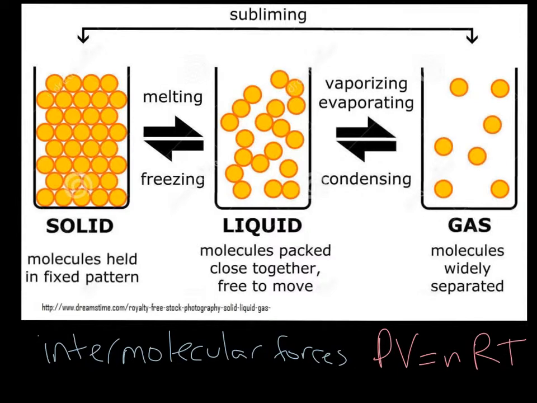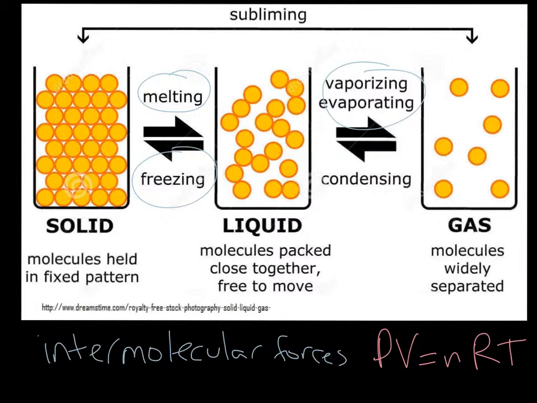We're familiar with the idea of melting and freezing, right? If we have solid water or ice, it can melt to give us liquid water. If we have liquid water, it can freeze to give us ice cubes, as an example of solid water. And we've got condensing and vaporizing. To vaporize would be to go from the liquid to the gas phase. Condensing would be backwards, going from the gas phase to the liquid phase.